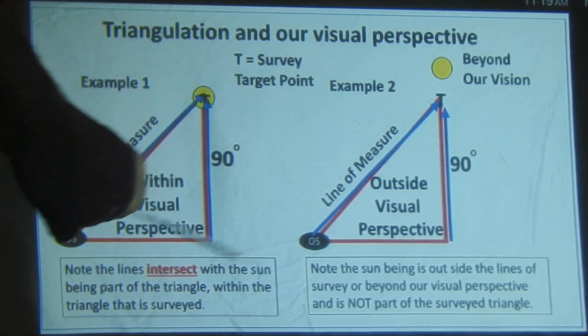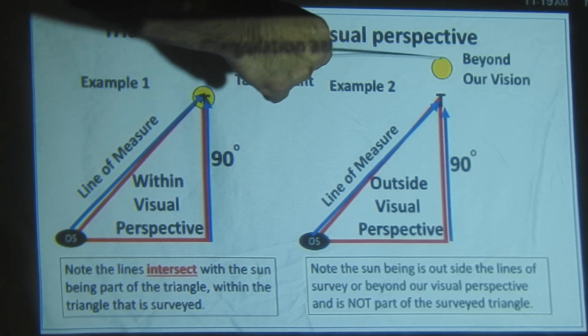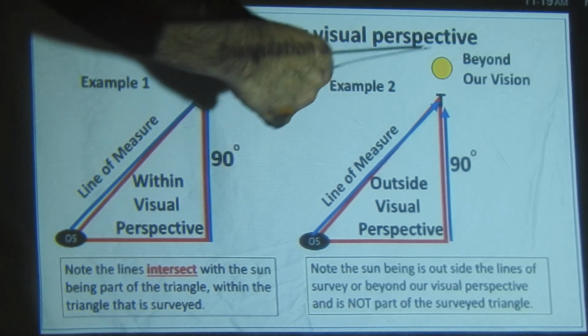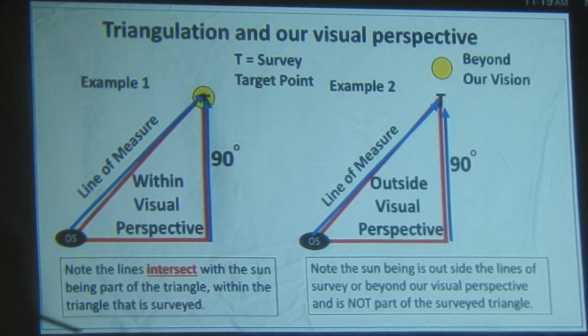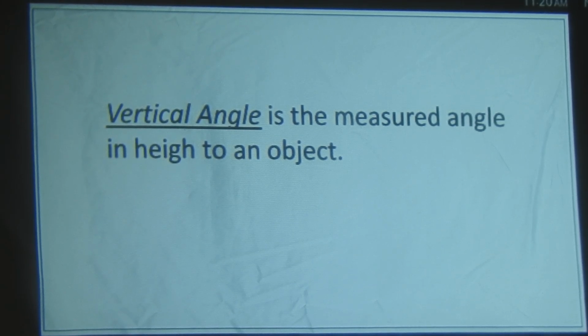So this could be the projection. Many of us believe that the sun is actually projected from a projection device into our atmosphere, and that could be the projection device at an angle where we can't physically see it. But again, that sun that we see in the daytime sky, we can get a vertical angle on because it's within our visual perspective. Very simple, and triangulation works. Vertical angle is the measured angle of the height to an object. And it's a very simple definition.